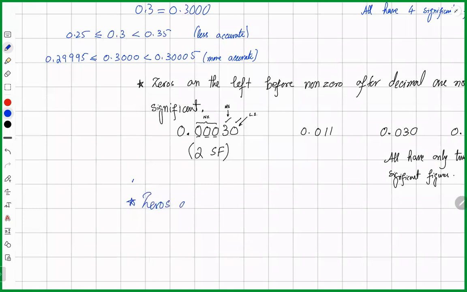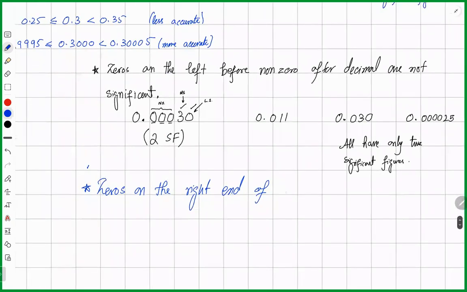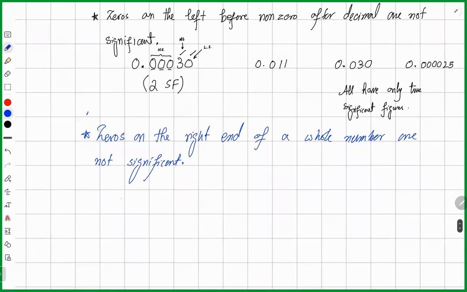Zeros on the right hand of a whole number are not significant. What do I mean by this?